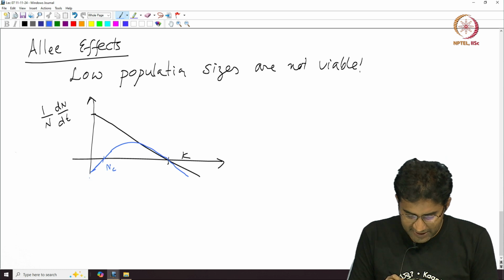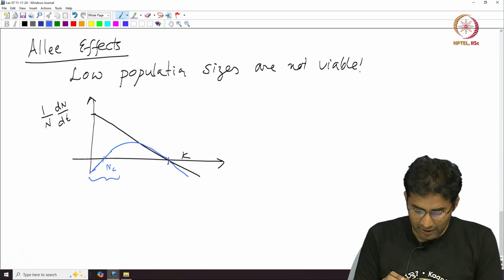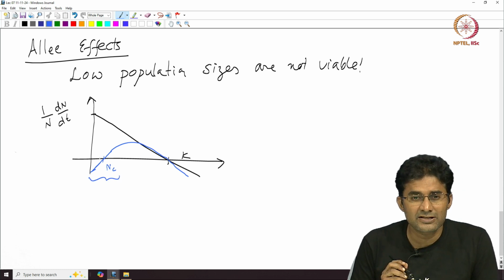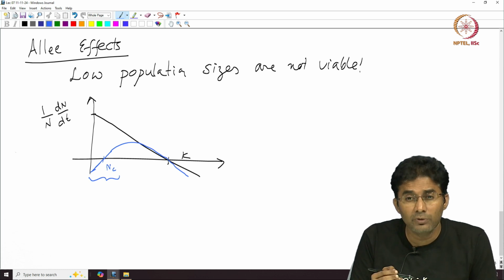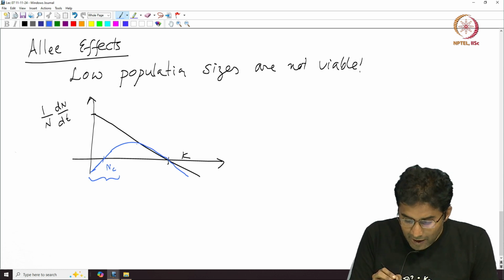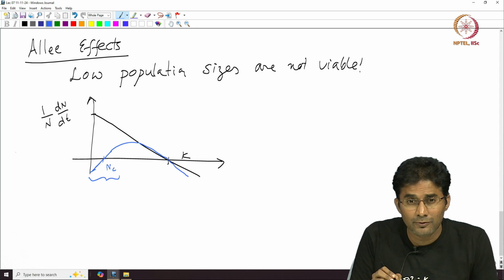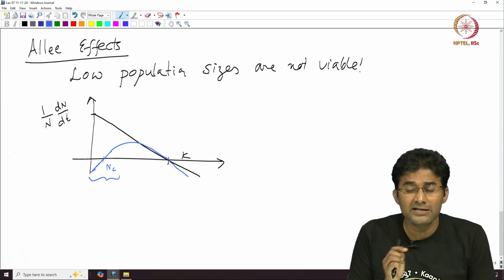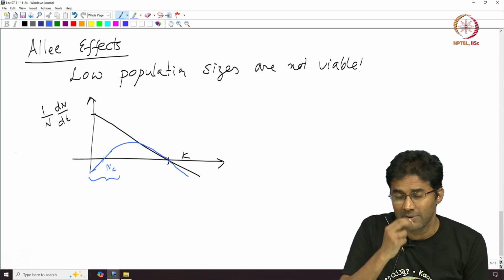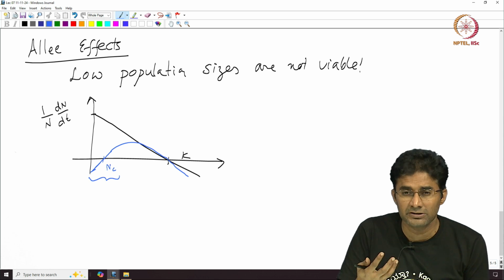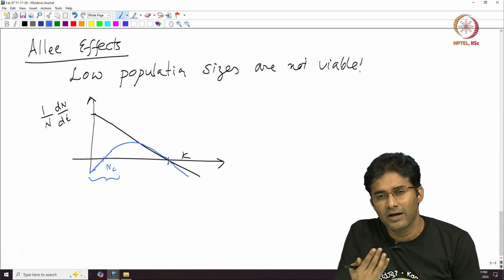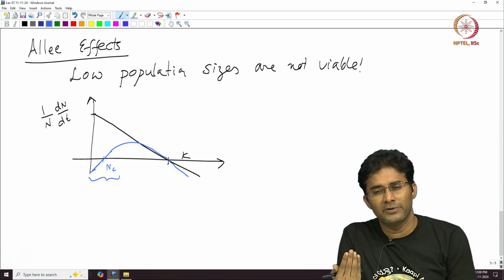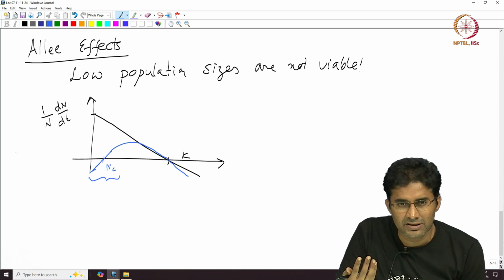But the key part here is that the population growth rate is negative up to NC, and positive only beyond NC. In fact, up to this point where the two lines intersect, the growth rate is increasing with population size, meaning larger populations are beneficial to individuals. But eventually resource limitation kicks in, and therefore the large population size behavior is similar to the logistic model.